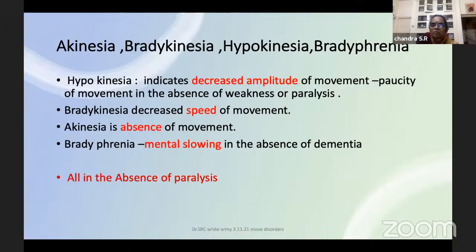So the amplitude through which you move your body, you normally move like this, but now you move like this. So that is hypokinesia. You move slowly, that is bradykinesia. Akinesia is absence of movement. Bradyphrenia is mental slowing. We saw the cognitive circuit. So in basal ganglia disease, we say people are slow and right. Mental slowing is happening. So unlike an Alzheimer's or dementia patient, who will be quick and wrong.